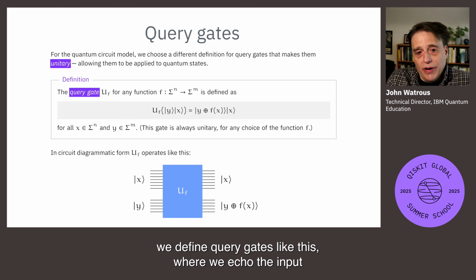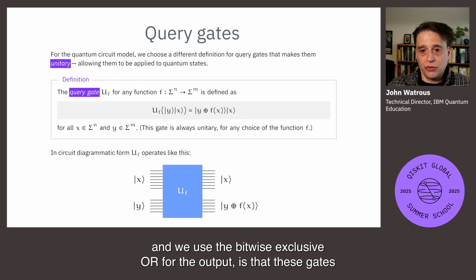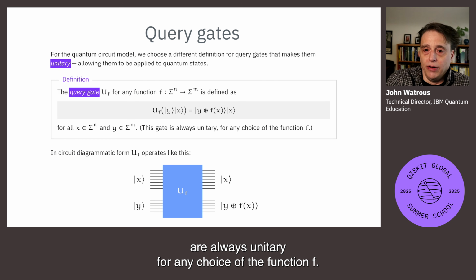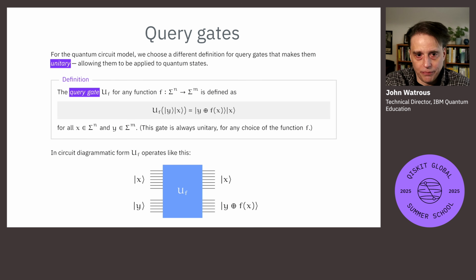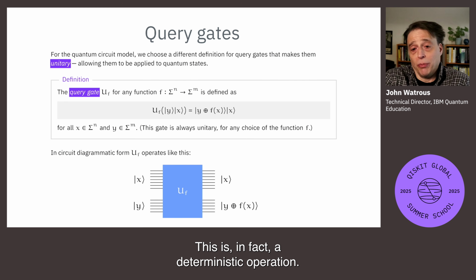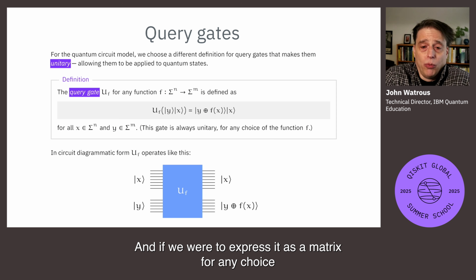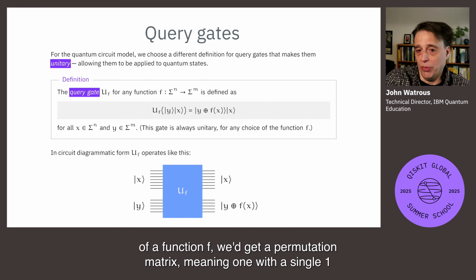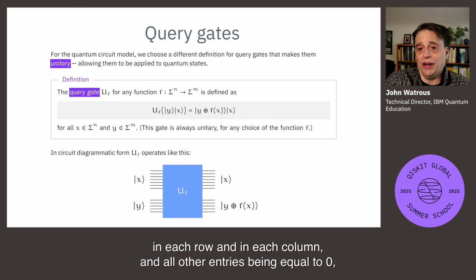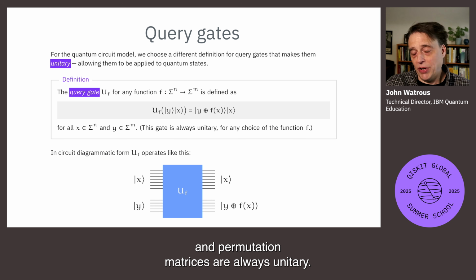The reason that we define query gates like this, where we echo the input and we use the bitwise exclusive OR for the output, is that these gates are always unitary for any choice of the function f. This is, in fact, a deterministic operation, and if we were to express it as a matrix for any choice of a function f, we'd get a permutation matrix, meaning one with a single 1 in each row and in each column, and all other entries being equal to 0. And permutation matrices are always unitary.